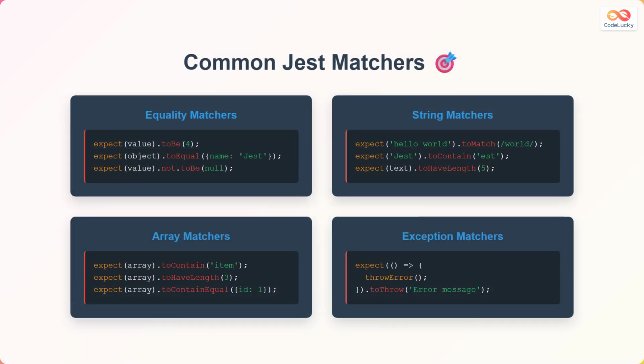Jest provides a variety of matchers to assert different conditions. Equality matchers include toBe for primitive values and toEqual for object equality. String matchers include toMatch for regular expressions, toContain for substrings, and toHaveLength for string length. Array matchers include toContain for array elements, toHaveLength for array length, and toContainEqual for objects within arrays. Exception matchers like toThrow are used to verify that a function throws an error.